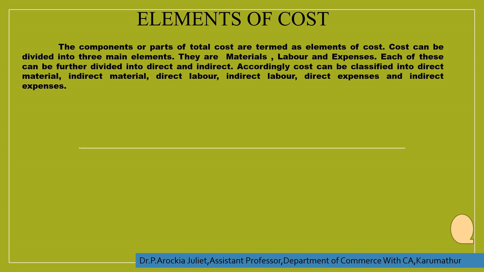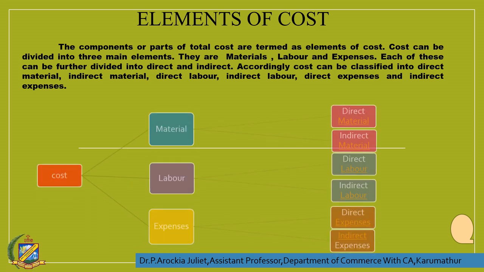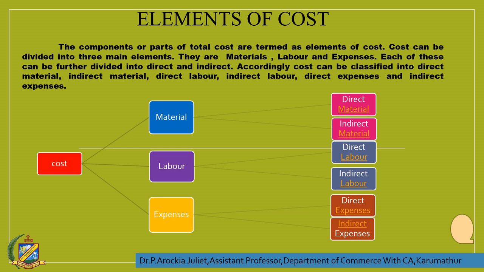Cost is divided into three main elements: materials, labor and expenses. Each element is also divided into two parts, that is direct and indirect. Accordingly, cost can be classified into direct material, indirect material, direct labor, indirect labor, direct expenses and indirect expenses. Let's go on to learn direct material.